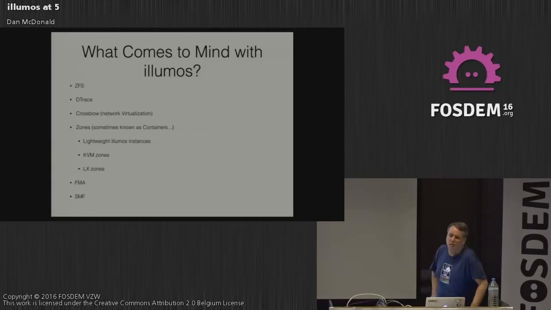Two other acronyms that are associated with Illumos are FMA, the Fault Management Architecture. When a device goes crazy, you get to hear about it sooner rather than later. You can repair the device, acquit the device, and that interacts with ZFS as well. And the last one is SMF, the Service Management Facility. I hear there's something in Linux called systemd. SMF is sort of like it, but different. Anyway, those are all things that come to mind when people talk about Illumos.